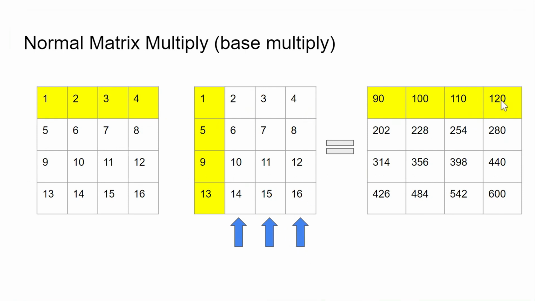Another column, 120. Then you switch to the next row, and multiply it with the first column, and then the same row again with the second column, third column, fourth column, and you get 202, 228, 254, 280. And then you just keep going like that. So now the third row, first column, second column, third column, fourth column, and then the same thing with the fourth row.